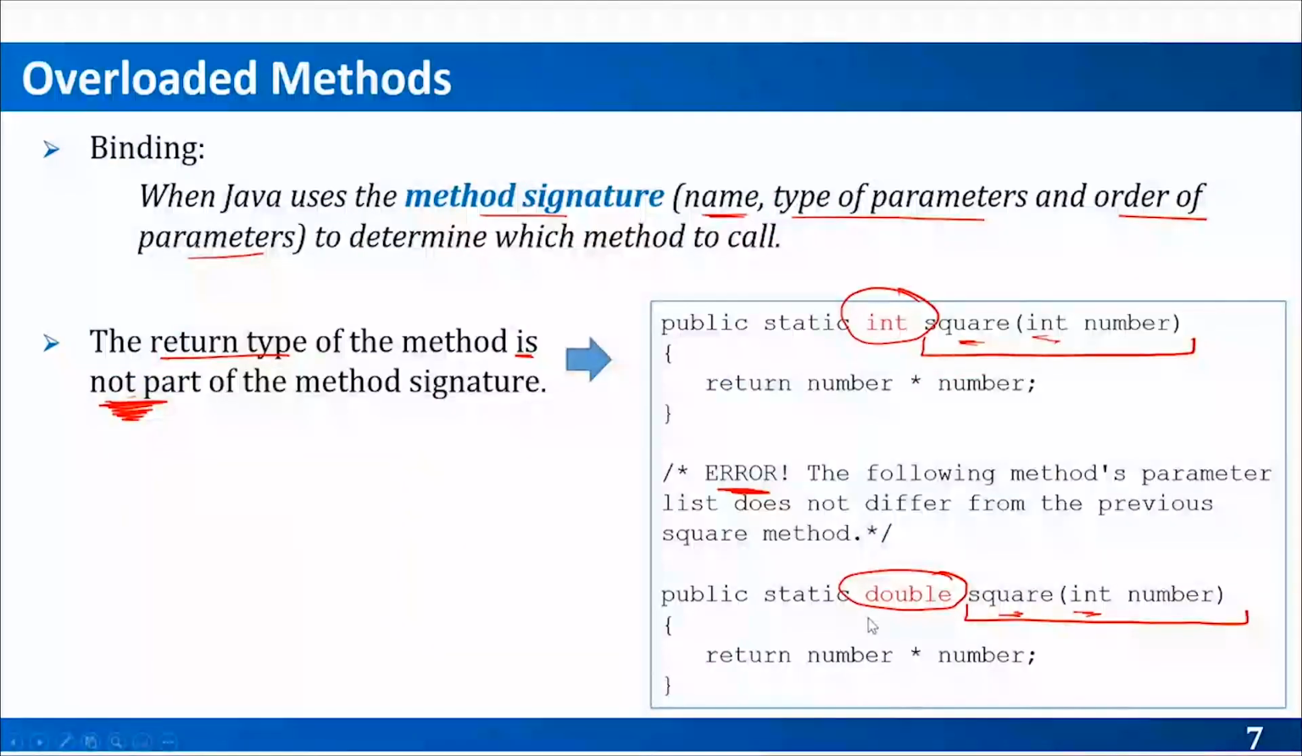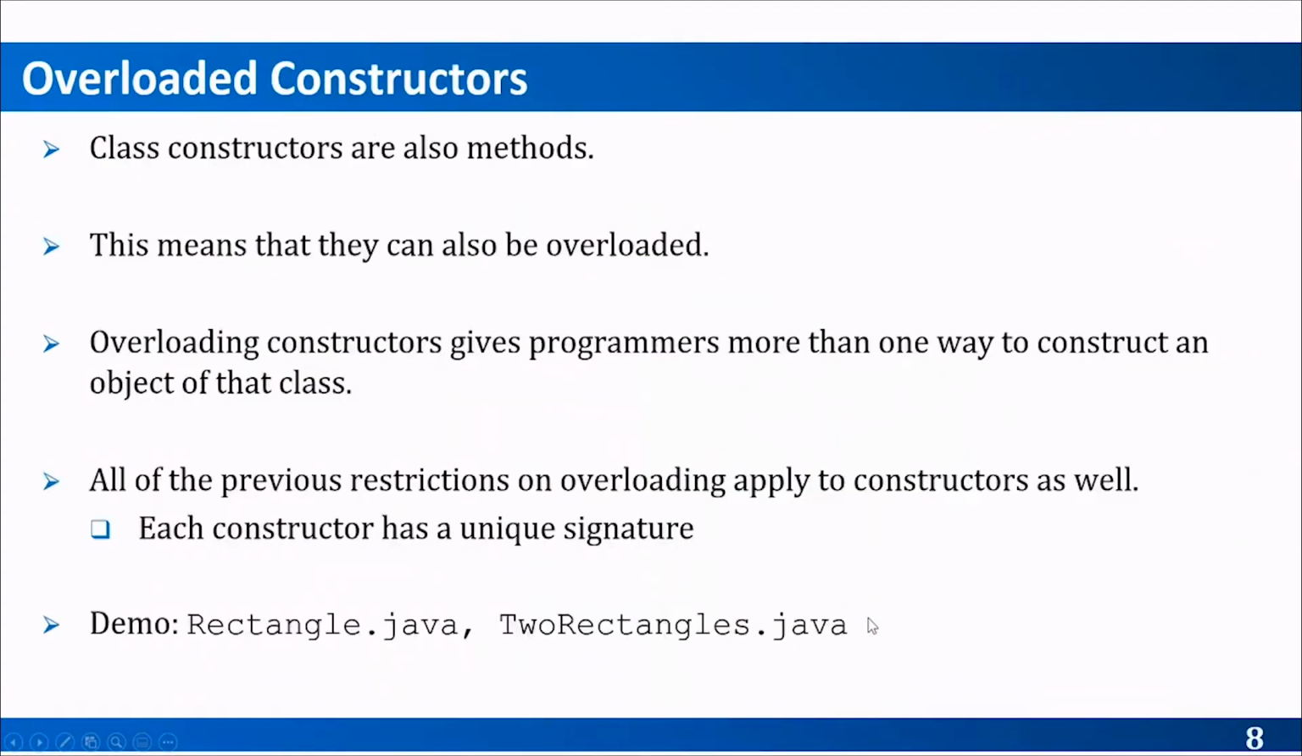The same concept goes with constructors, and we have seen this before. Actually, we have overloaded constructors before. The class constructors are also methods, right? But we call them special methods. That means that they can also be overloaded, and overloading constructors actually gives the programmers more than one way to construct an object of that class.